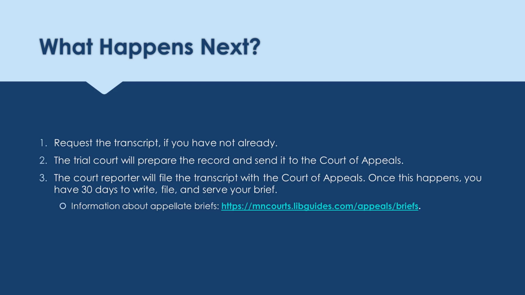If you have not already requested the transcript, you should contact the judge's court reporter to start the process. If you are not sure who the court reporter was, you can contact court administration in the county where your hearing took place. You will need to work with the court reporter to complete a transcript certificate. This form and detailed instructions for requesting the transcript are available on our appeals guide. Once the court reporter files the transcript, the clock starts running on your time to write your appellate brief. You can find information on appellate briefs by visiting our appeals guide.